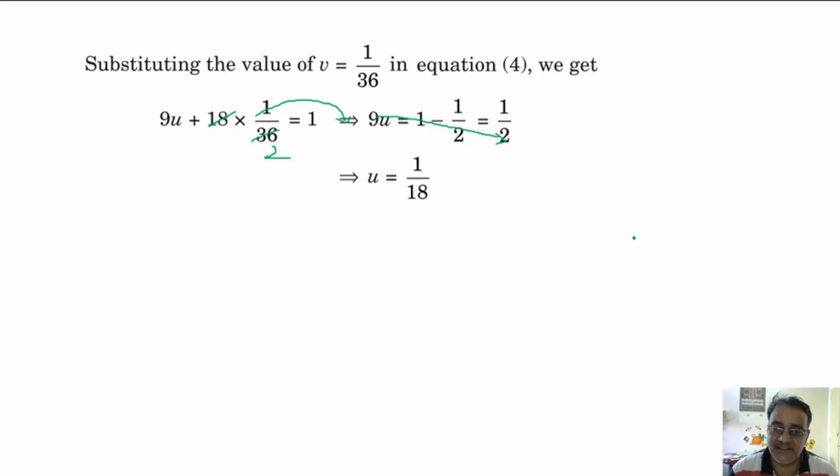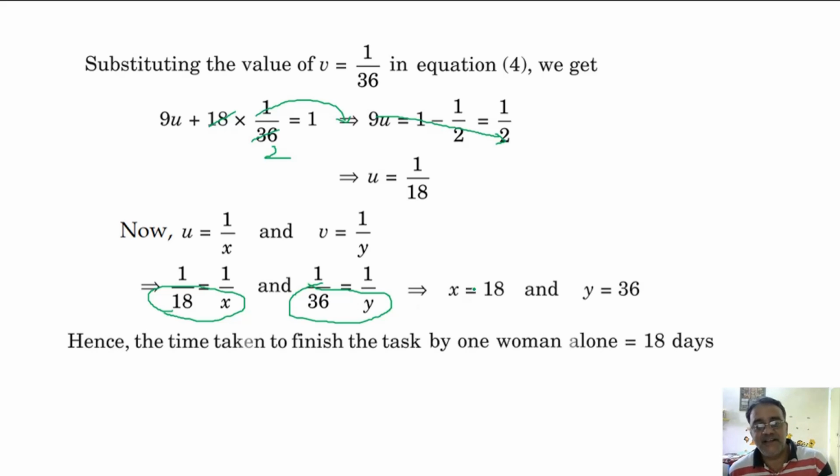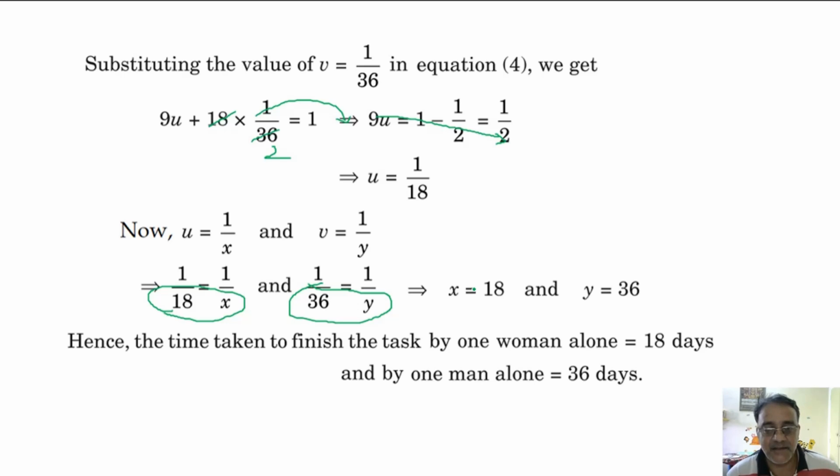U was 1 upon x and v was 1 upon y. Right. अभी u is equals to 1 upon x है और v is equals to 1 upon y है. So this will imply 1 upon x is equals to 1 by 18 and 1 upon y is equals to 1 by 36. So what is x? 18, and what is y? 36. Right. Hence the time taken to finish the task by one woman alone is 18 days and that by one man alone is 36 days.